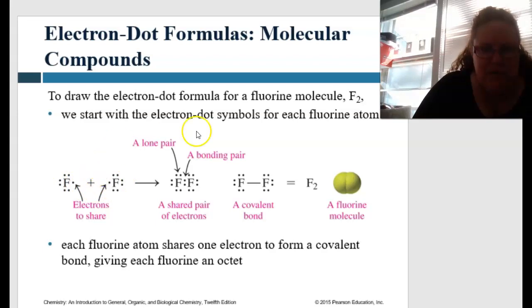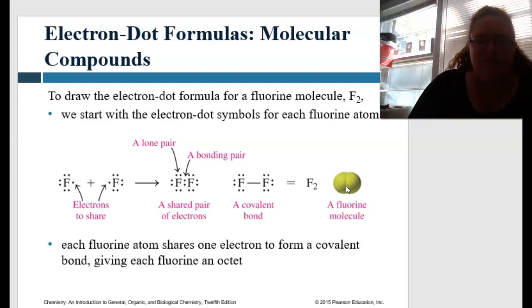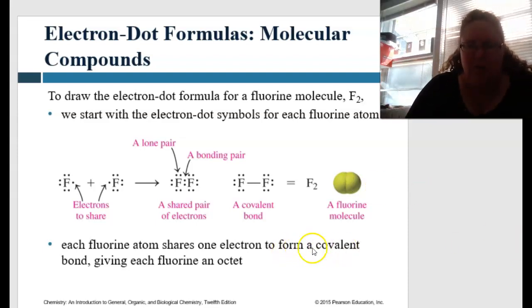Then they bond together and share that last electron, which zips between both of the fluorines, and that is the covalent bond. Where we had an unstable atom by itself, when they bond together and form that covalent bond, they share that one and become very stable. And this is good for us because then things don't explode. Each fluorine atom shares one electron to form a covalent bond, giving each fluorine the stability of that octet.